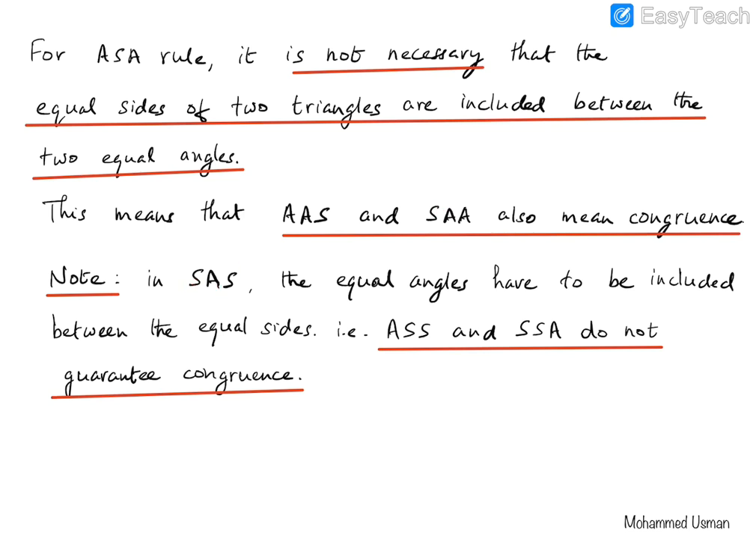But if you remember, for the SAS, the angle has to be between the two sides. But for the ASA, the side does not have to be between the two angles. The side can be in the first position or in the last position, or in the middle between the two angles. In all three cases, the triangles will be congruent. But for SAS, the angle has to be between the two sides. If the angle is in the beginning or in the end, then that will give us ASS or SSA, and these conditions do not guarantee us congruence. I'll stop here and we'll do the next set of rules for congruence in the next video.